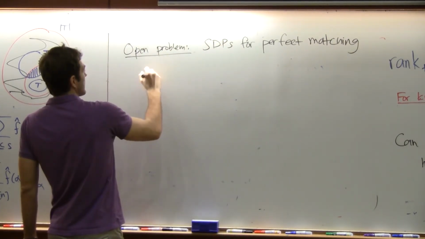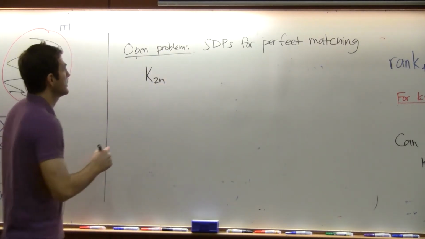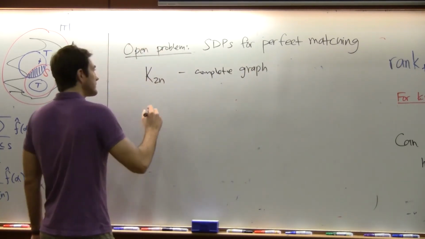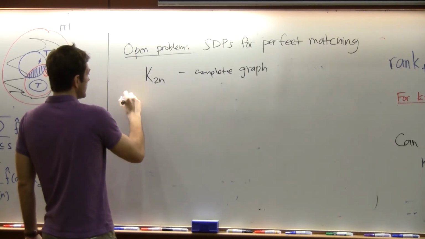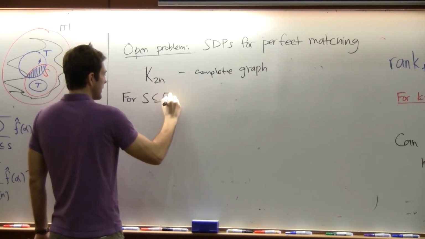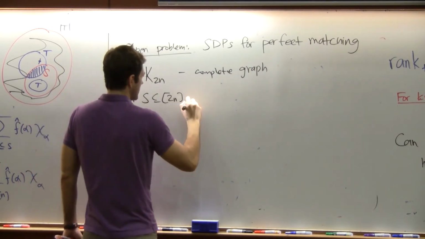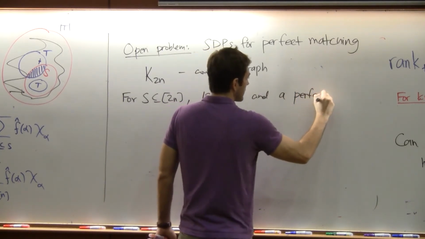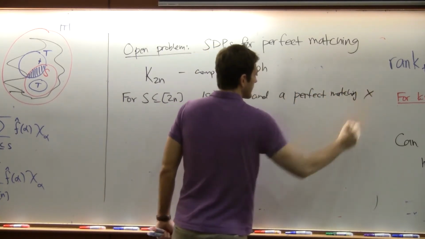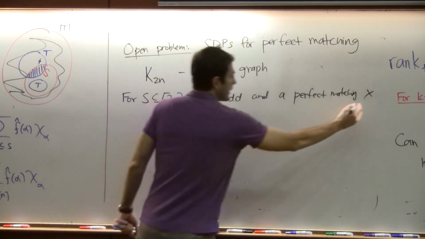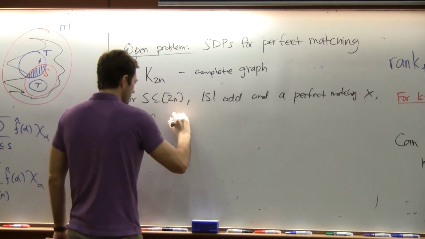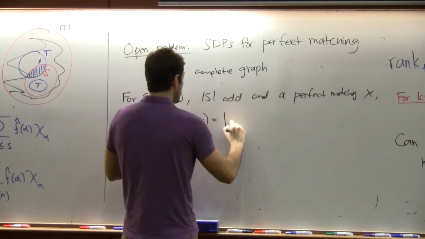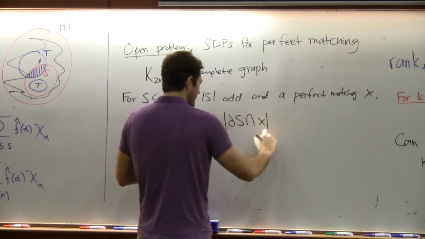Okay, so let K_2n be the complete graph on 2n nodes. So this is the complete graph. And then define the following matrix. So for a subset S of 1 up to 2n of odd size and a perfect matching X, okay, so we have two inputs. We have a set and a perfect matching. Define M at S, X to just be the number of edges of the matching crossing S, minus 1. So it's like the boundary of S intersected with X, minus 1.